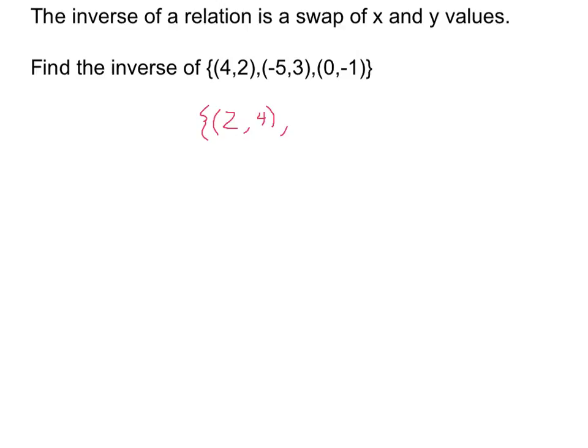Okay, for the next one, -5 and 3, I flip-flop the X and the Y, so 3, -5. And then 0, -1, I flip-flop again, -1, 0. And that's how you find an inverse, and we are done.